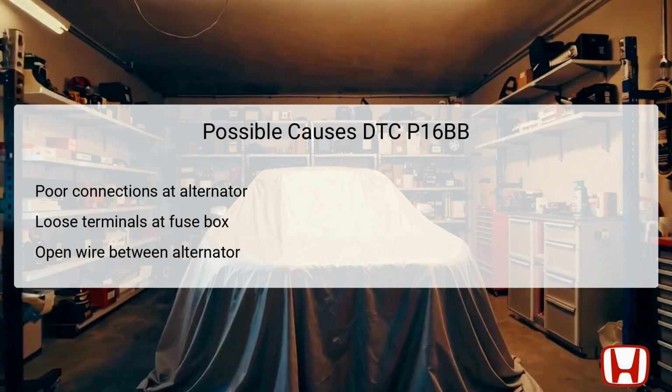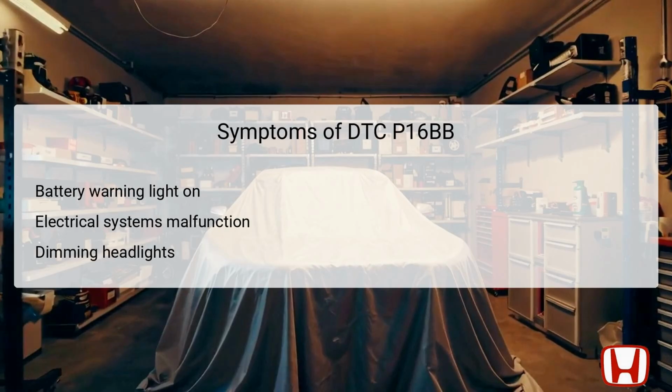Another possible cause is an open wire between the alternator and the underhood fuse relay box, often due to wear or damage in the wiring harness. Each of these conditions must be carefully inspected to determine the root cause of the DTC and ensure proper voltage levels are being maintained. When DTC P16BB is triggered, various symptoms may manifest in the vehicle's operation.